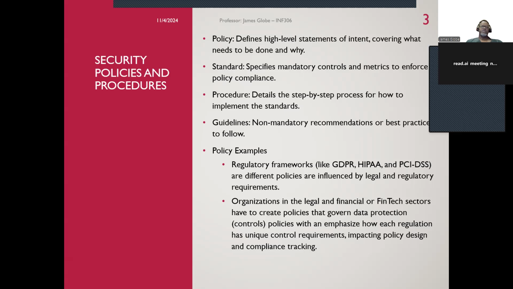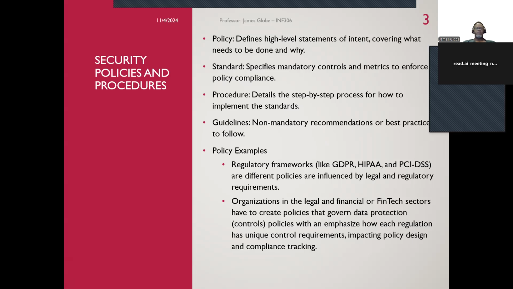A procedure is a detailed step-by-step process on how to implement the standard. So you would have procedures on installation. They should be secure installations of a Mac OS, a secure installation and configuration of a Linux or Unix-based operating system for a server, and then a specific secure installation and configuration of Windows operating systems on your desktops. Guidelines are non-mandatory recommendations or best practices.